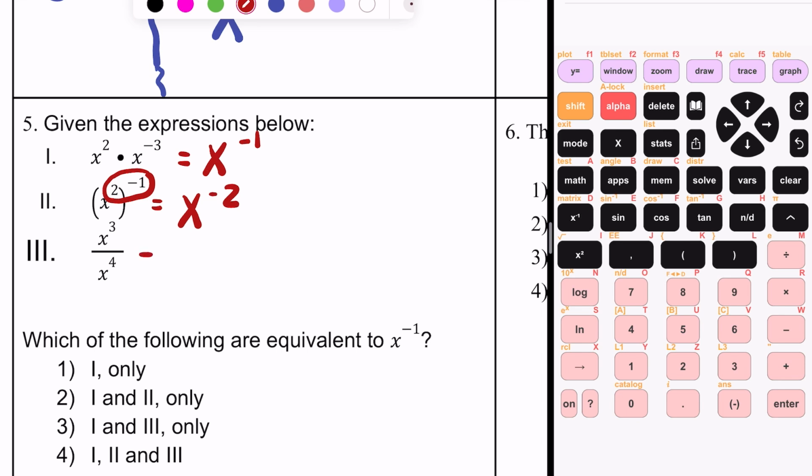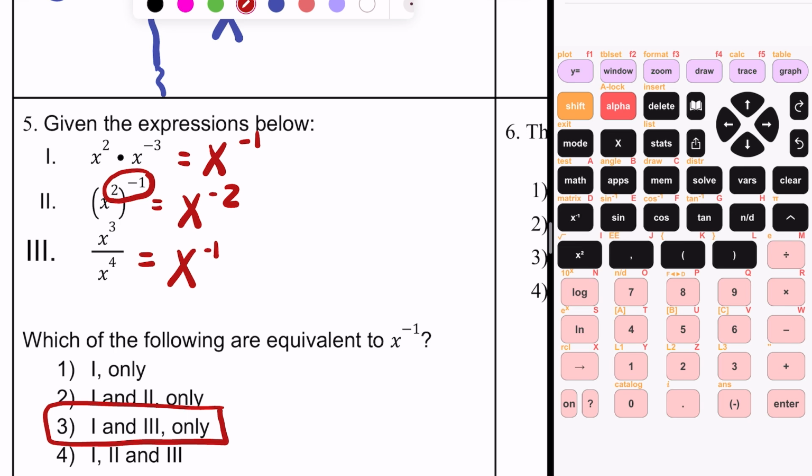Okay, let's look at the last one. When dividing, you subtract the exponents. 3 minus 4 is -1. And the question wants to know which ones are equivalent to x to the -1. It would be 1, and it would be 3. So answer choice 3.